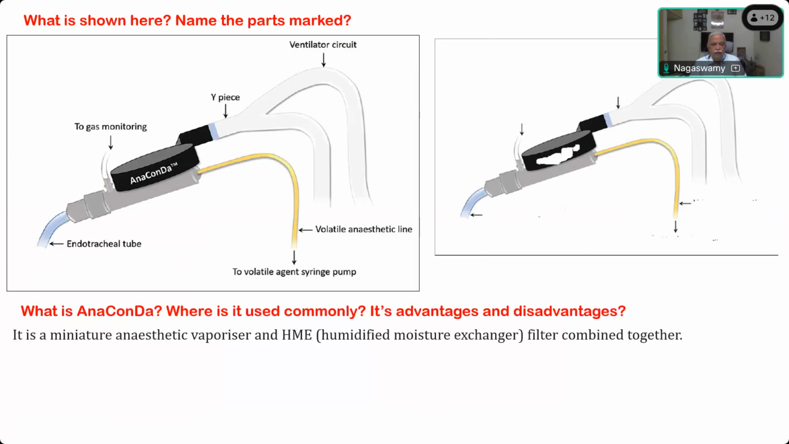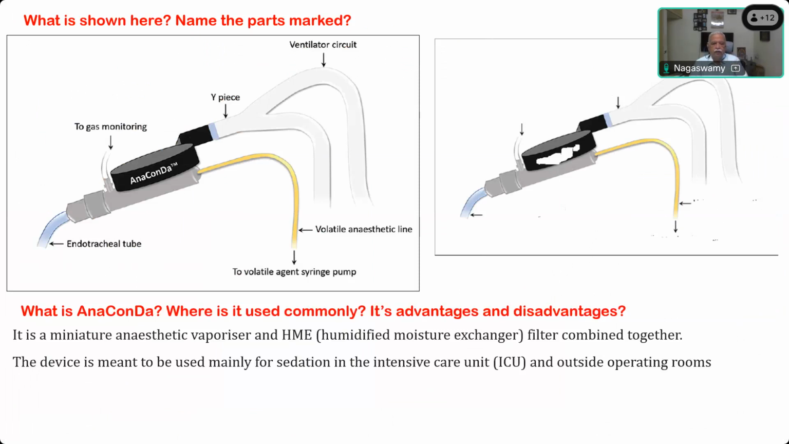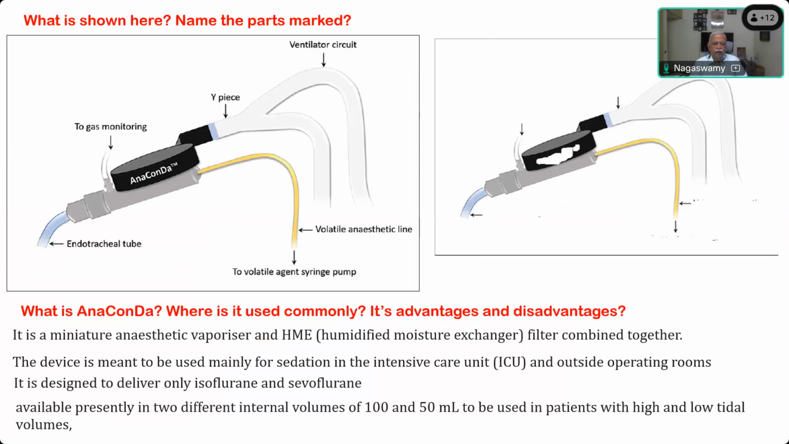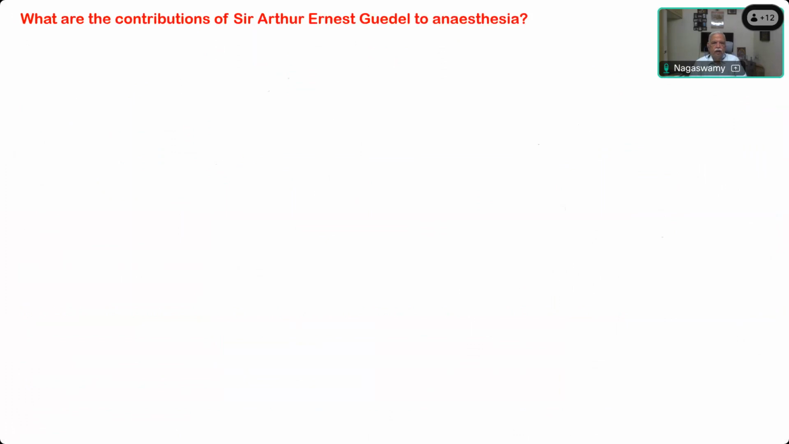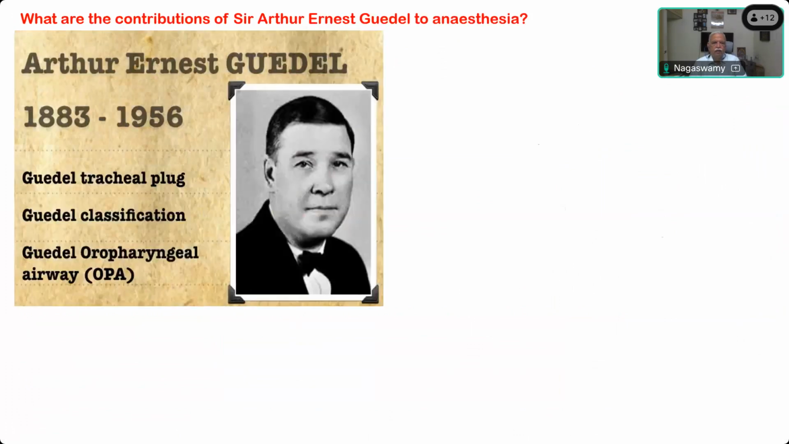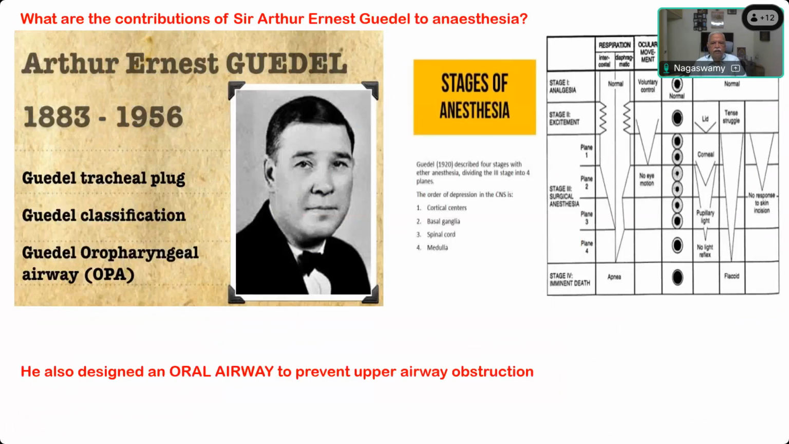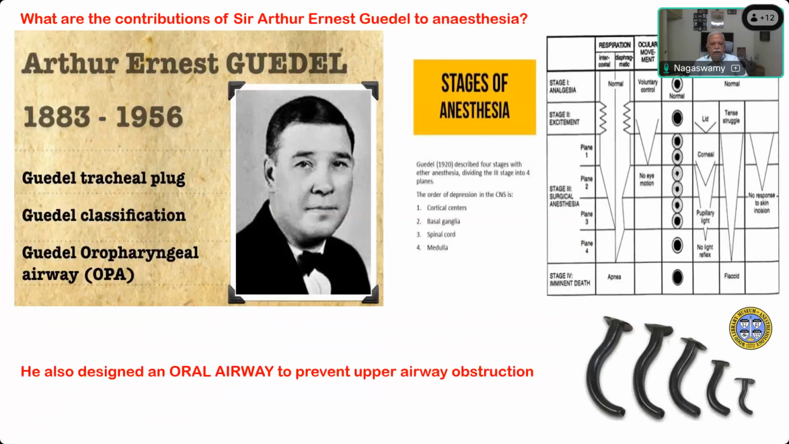It is a combination of an anesthetic vaporizer and an HME, and it is a device meant to be used mainly for sedation in intensive care and outside operating rooms. It is designed to deliver only isoflurane and sevoflurane, the two agents commonly used. It is available presently in two different internal volumes, to be used in patients with high and low tidal volumes. All these things can be asked by examiners.